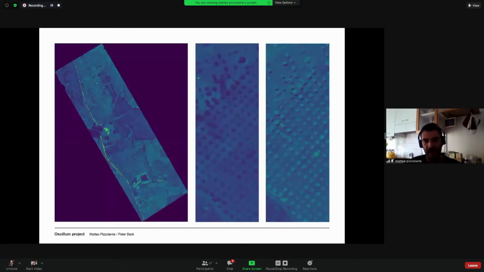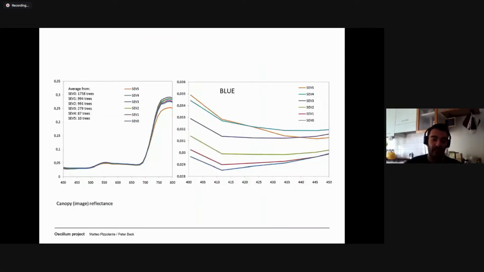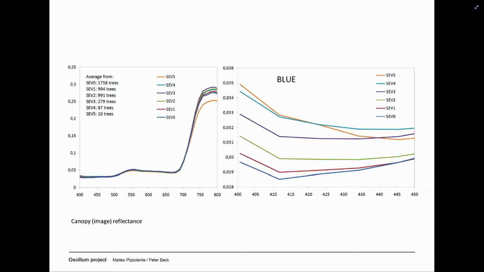So maybe I can focus. These are the data that the research group gave me. On the left there's the entire field that I studied, and on the right side are two close-up images. In these graphics you can see there are 5 curves, because the research group found 5 different levels of severity of the disease.